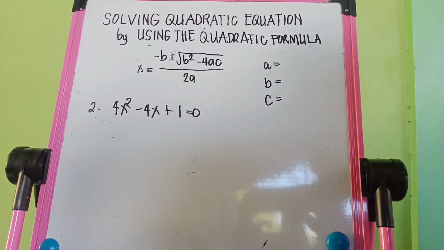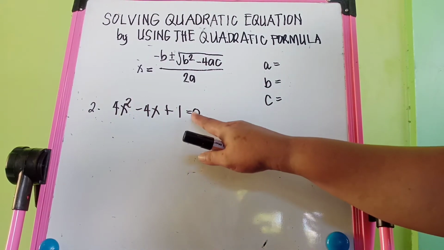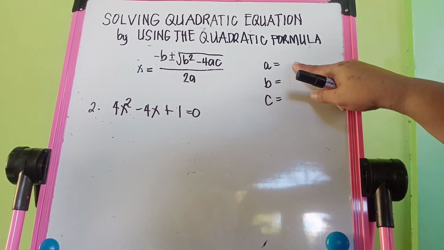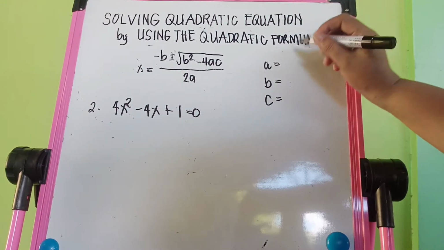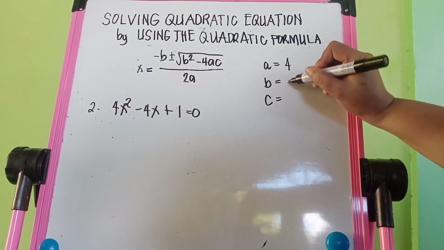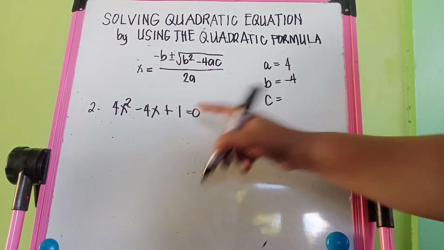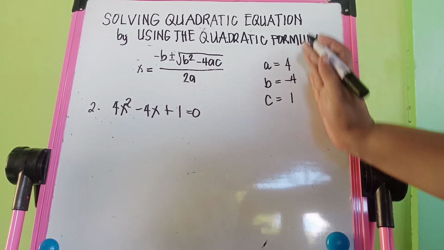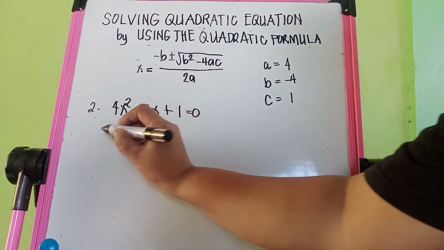Okay, for our second example, we have the equation 4x squared minus 4x plus 1 equal to 0. So, identify first the value of a, b, and c. So in this equation, a is 4, b is -4, and then c is 1. Okay, so use these values in solving the equation using the formula.